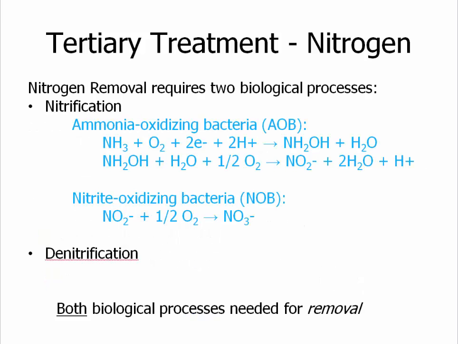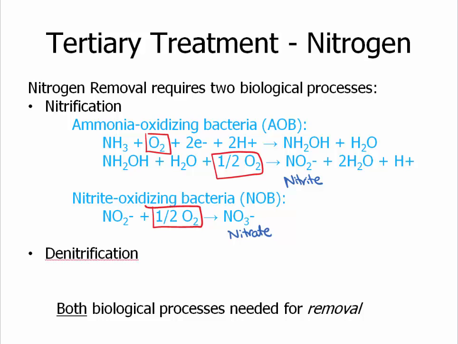So the two-step biological process first includes nitrification, and there are actually two different bacteria that need to be selected in the process. First, ammonia needs to be oxidized to nitrite. NO2 is nitrite. And you'll notice here that oxygen is consumed in these reactions. The second step is nitrite oxidation. So the nitrite that was formed from ammonia oxidation continues and forms nitrate. And again, this consumes some oxygen.